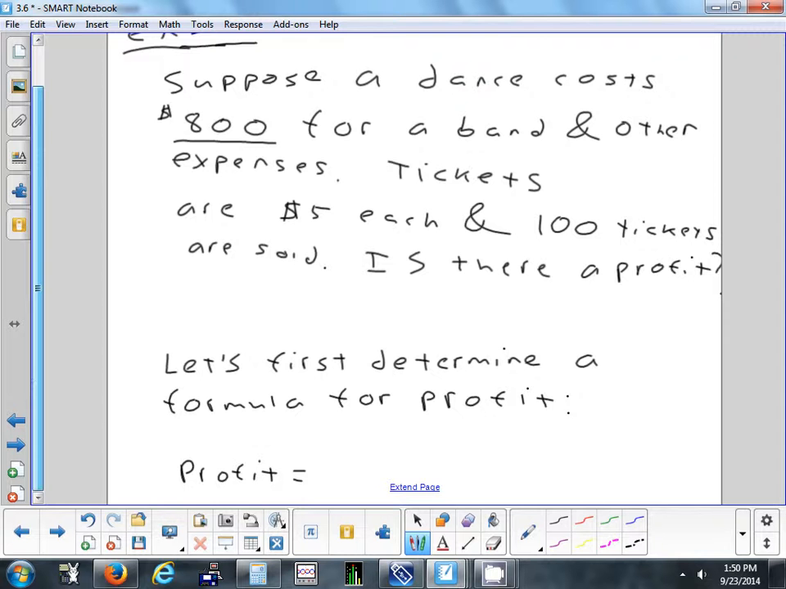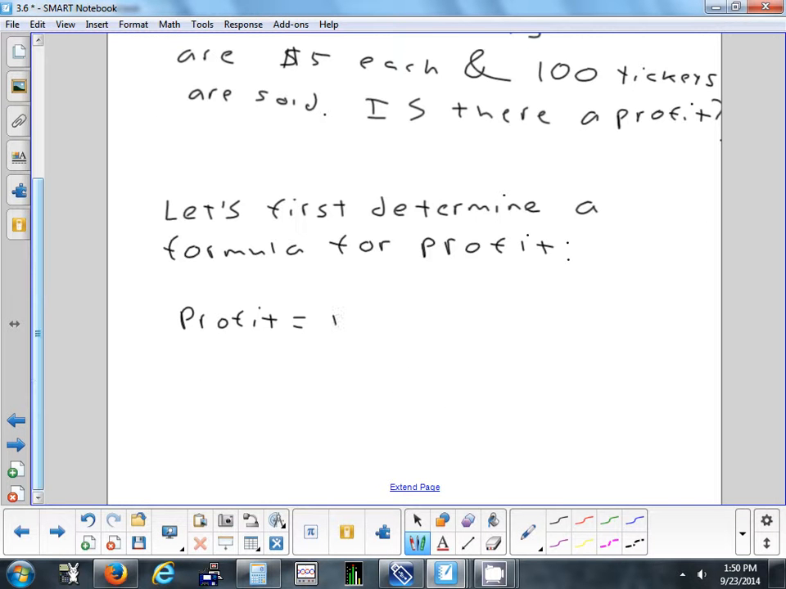So our formula for profit, and this you'll need for the test on Friday, is N times T minus E. Now I'll tell you what each letter stands for. You can write this on the sheet that Mr. Roy gave you if you want to put it there. N is number of tickets.